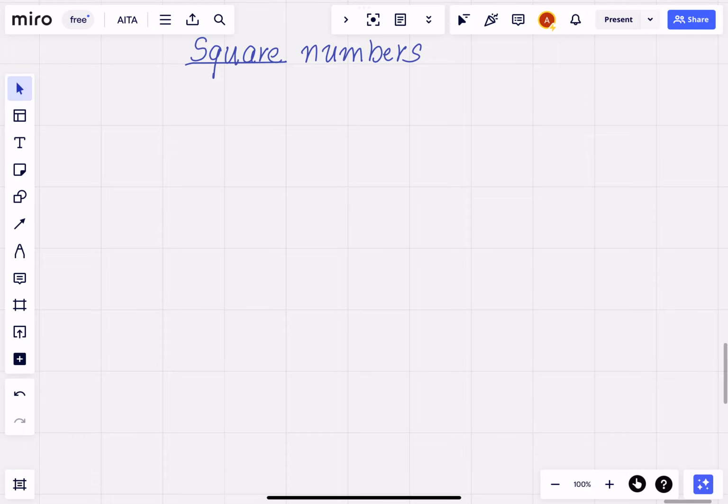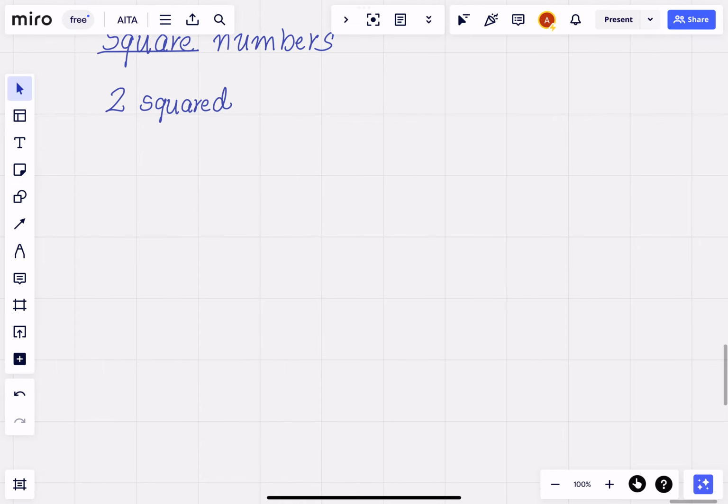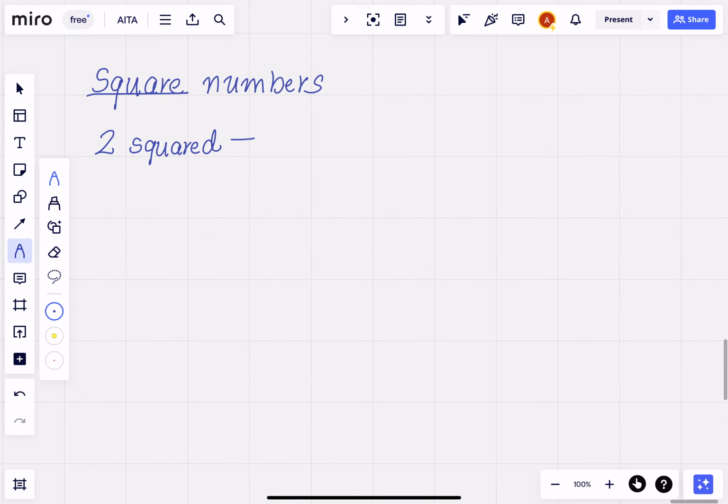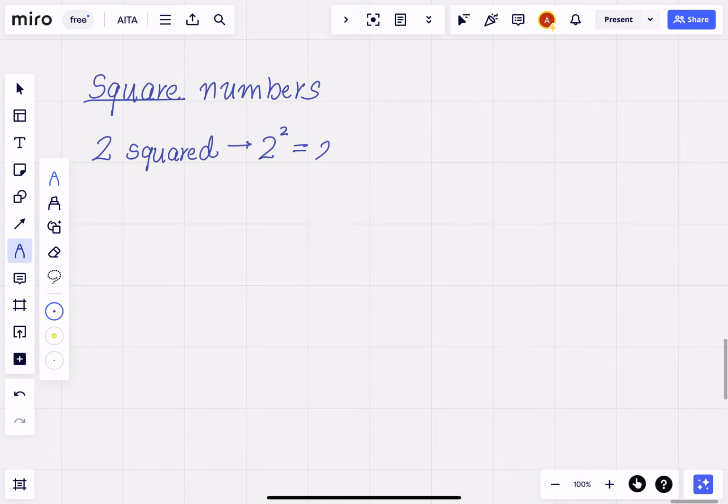So we say, let's say, 2 squared. Okay, and the way we write 2 squared is we write 2 and then there's another 2 on the top, little 2. So a 2 and then 2 on the top. Okay, so 2 squared is equal to 2 times 2, which we know is equal to 4.